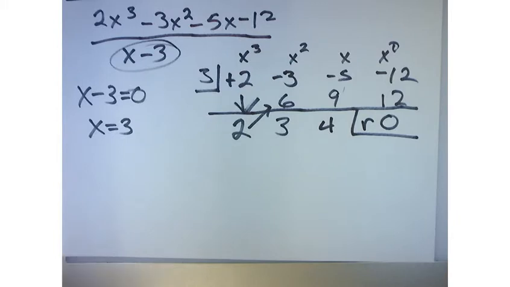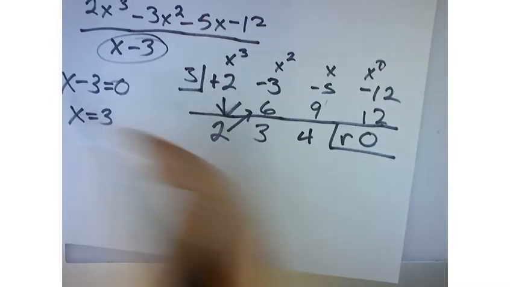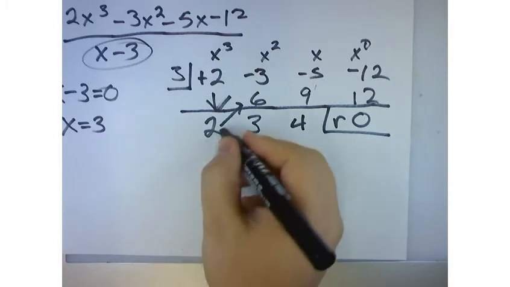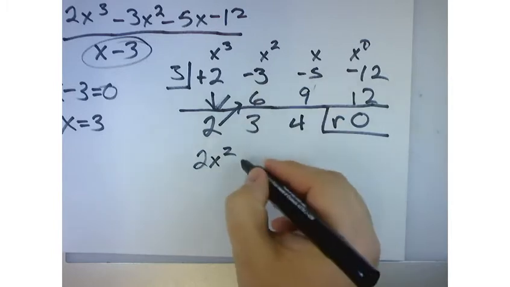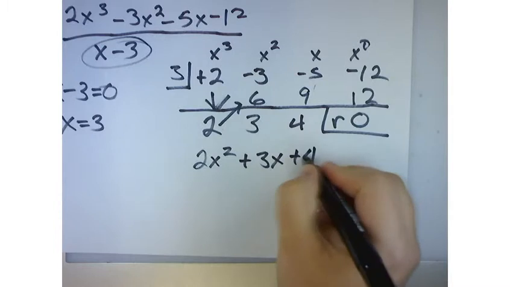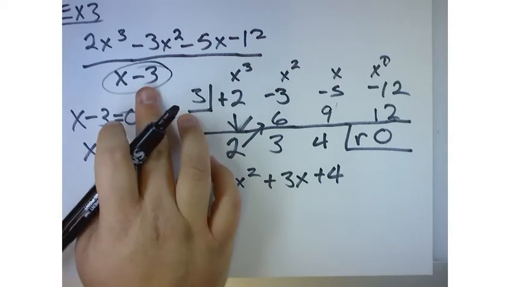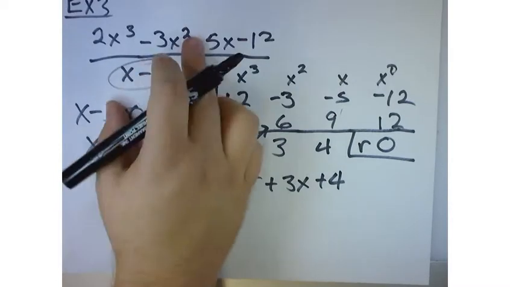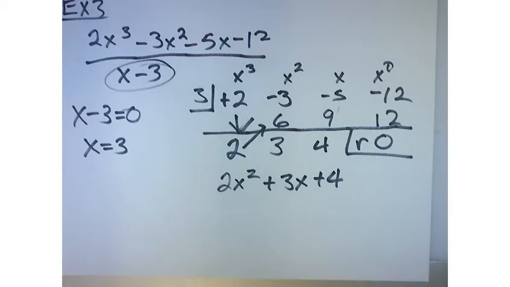Now, when we divide x cubed by x, what do you expect this to be? 2x squared, everything drops down a power, plus 3x plus 4. So for synthetic division, we could divide this polynomial by this binomial, and we'll get this as an answer.